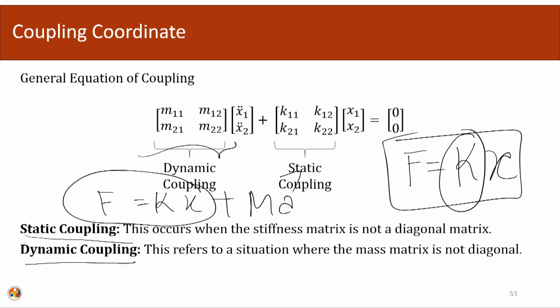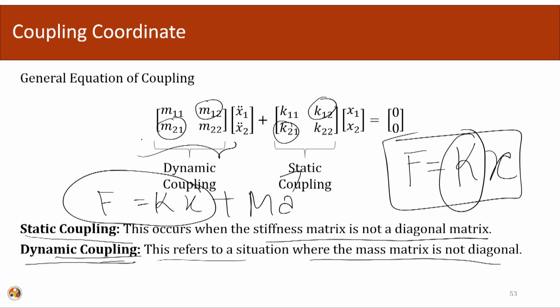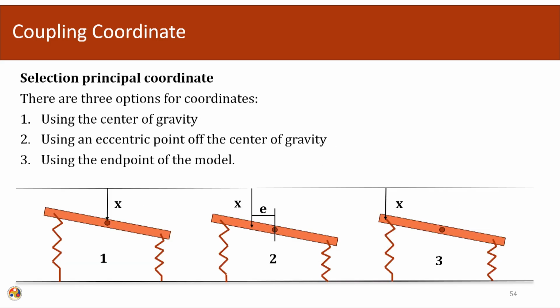So, static coupling occurs when the stiffness matrix is not a diagonal matrix. If cross terms are present, then this is called a coupled system. Similarly, in a dynamic coupling, this case refers to a situation where the mass matrix is not diagonal. Earlier we have seen that our mass matrix was diagonal. So, in the case where the mass matrix is not diagonal, we say that this is a case of dynamic coupling. So, look into the example.